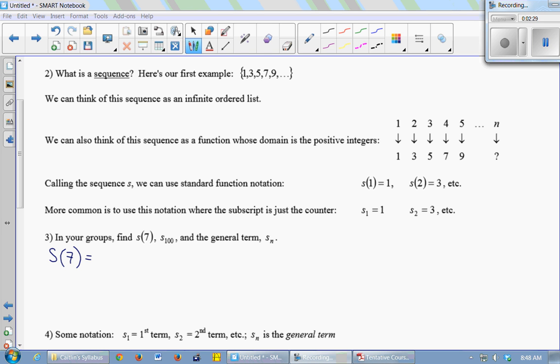Add 2 till you get to the 7th number in the list. So we just have to go 2 more, right? So the 6th number in the list would be 11 and then 13, because you just are adding 2 every time. And this would be 6, 7. Okay, so S of 7 is 13.